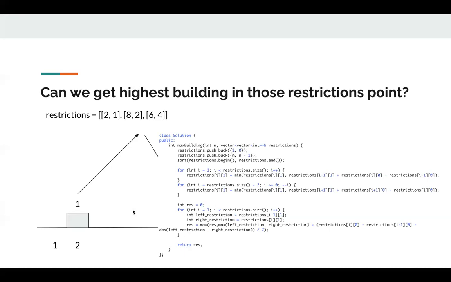Okay, so the time complexity is very obvious since we have a sort here. Let's say k is the size of restrictions, then our algorithm's time complexity is k log k. Okay, that's it. Thanks so much.